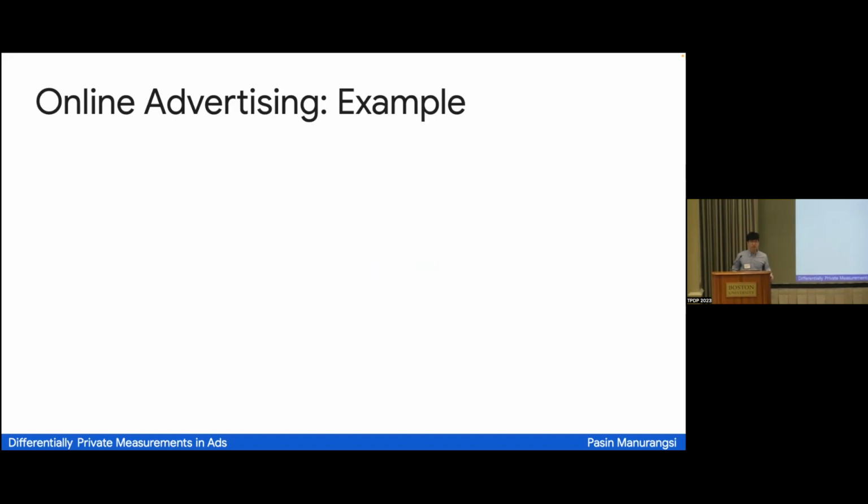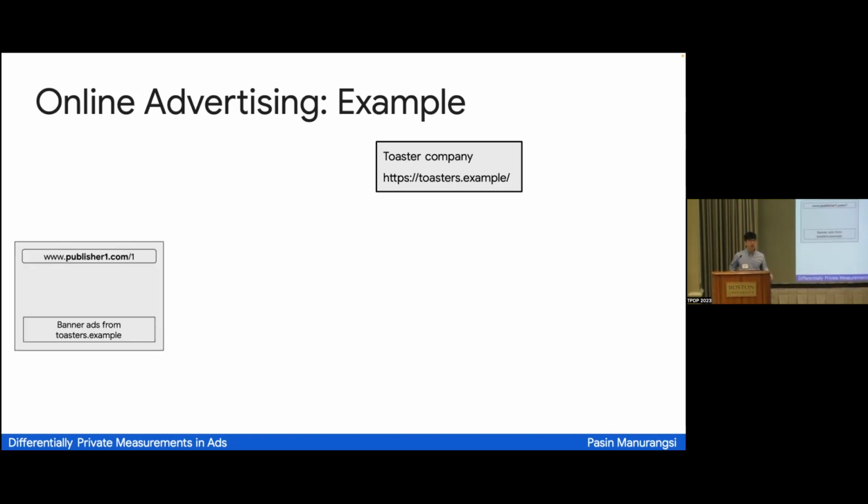So let's see a concrete example here. Let's say we together open some company. Our company is selling toasters, and the toaster company has a domain toaster.example. We go and place ads on a bunch of publishers, and then there is a user who goes and visits one of these publishers, let's say publisher1.com, and they see our ad, maybe some banner ad at the bottom of the page.